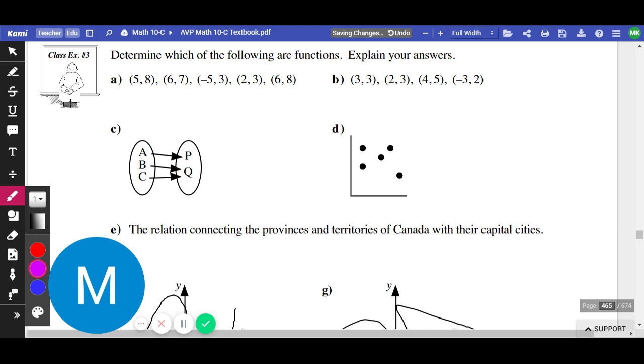So you look at A. It says determine which of the following are functions. These are ordered pairs. To check if an ordered pair is a function, you check the x values. So I look at all my x values. We said functions can't repeat x values. I look. I never repeat the number 5. I do repeat the number 6. This thing is not a function.